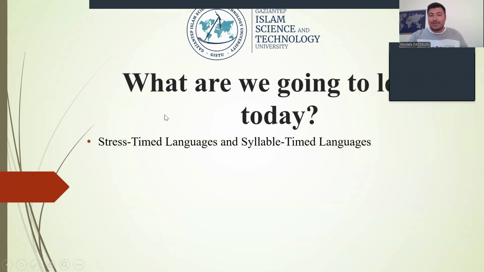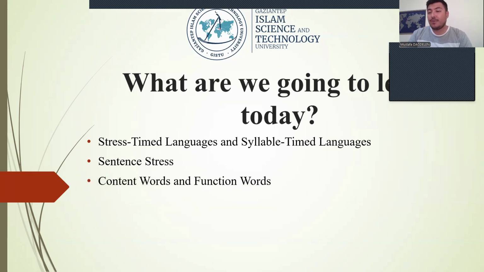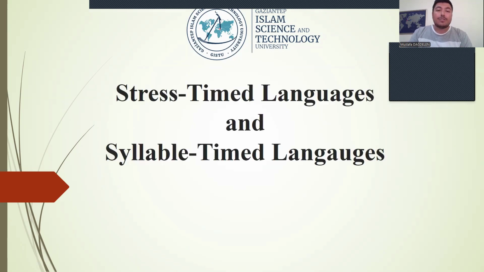We will start with stress-timed languages and syllable-timed languages. We're going to see the difference between English and Turkish, in order to have more of an idea about the logic of the English language in terms of putting stress on words in a sentence. We are going to practice sentence stress and see some examples. We're going to go deeper, and content words and function words are going to help us decide what to stress and what not to stress in a classic sentence. So let's start with stress-timed languages and syllable-timed languages.